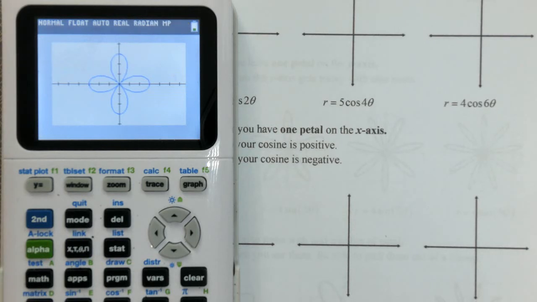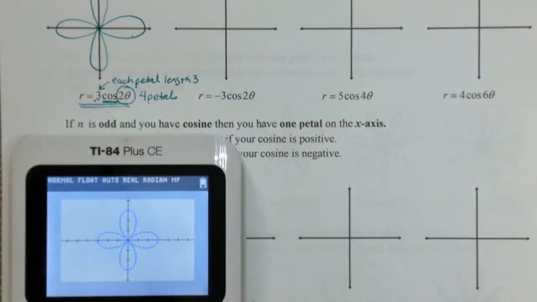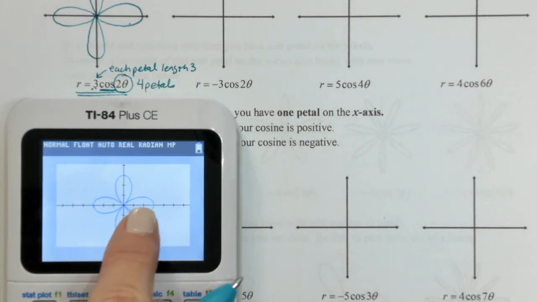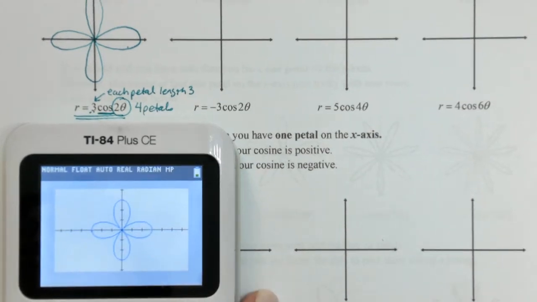I never get tired of watching these things graph. So that is the graph of 3 cosine 2 theta. And you see that each petal has length 3. Okay?